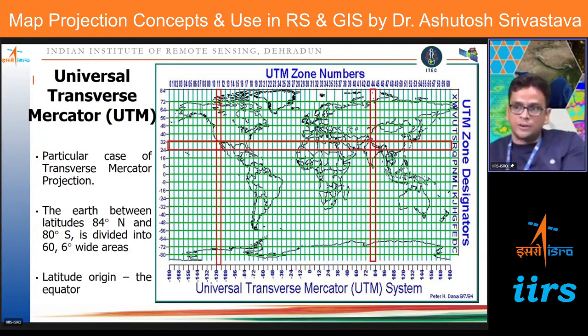So whoever else is using zone 45 will be using the new parameters for that; a different central meridian will be there, different things will be there. Okay, so that way basically grids are defined, so the error can be minimized within a particular grid itself.